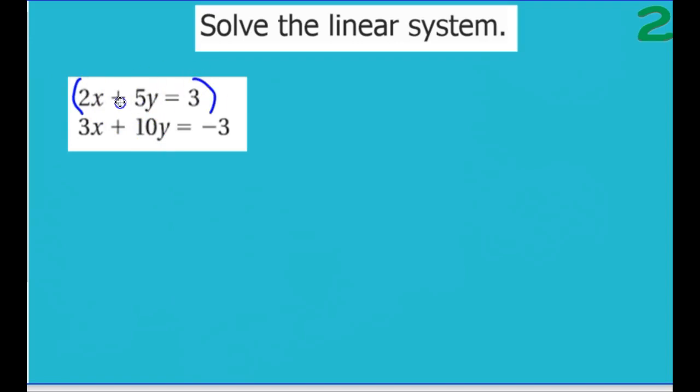So we're going to multiply the top equation. This is a positive 5y, and we need it to be a negative. So we're going to multiply by a negative. And then what times 5 will give us 10? Well, that's 2, so we can multiply by negative 2. Now we're multiplying by everything in our equation. So negative 2 times 2x is negative 4x. Negative 2 times 5y is negative 10y. And negative 2 times 3, that's negative 6.